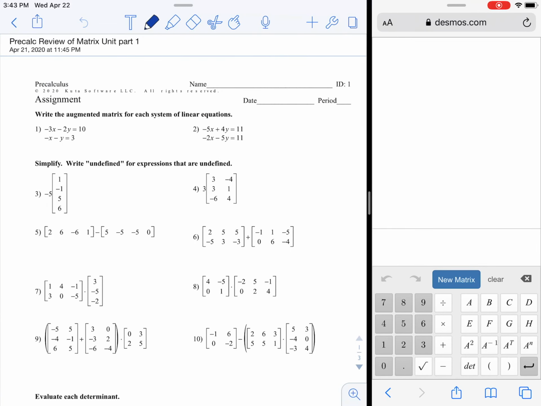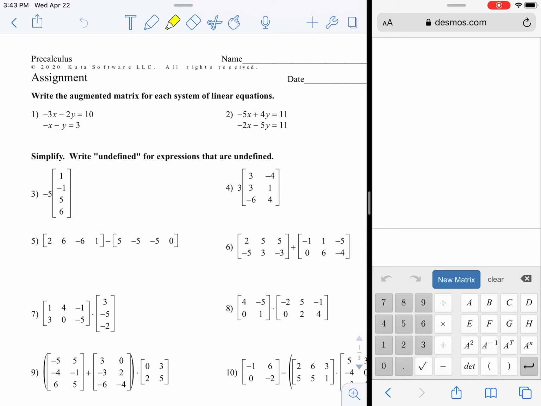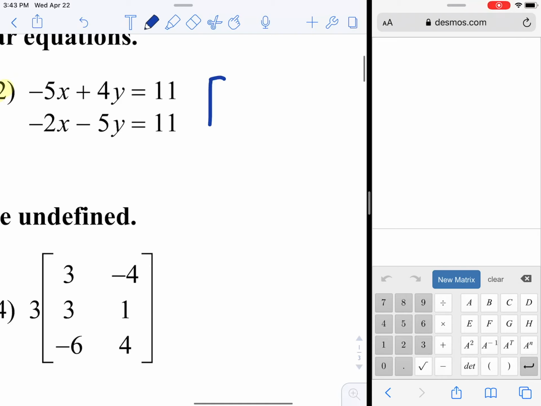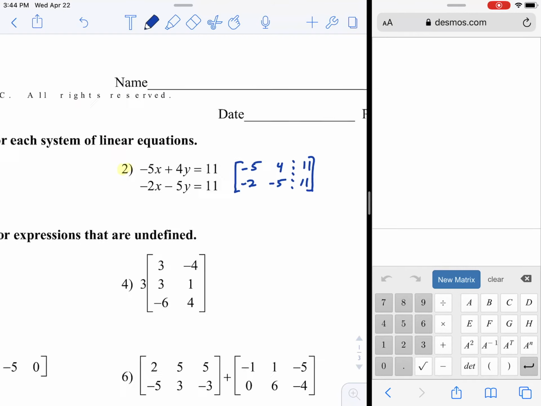And as you can see, I have the calculator pulled up because we're not going to be doing a whole lot by hand. So 1 and 2, you're going to be doing 1, I'm doing 2, of course. Write an augmented matrix. That's it. You don't have to solve anything. The augmented matrix is simply -5, 4, 11, -2, -5, 11, dotted line there, and that's it. Of course, you know we did solve these, but we're not going to be doing that in the long run. There's easier methods, which you may have seen already. So for now, just writing it as an augmented matrix shows me you understand what those words mean, augmented matrix.